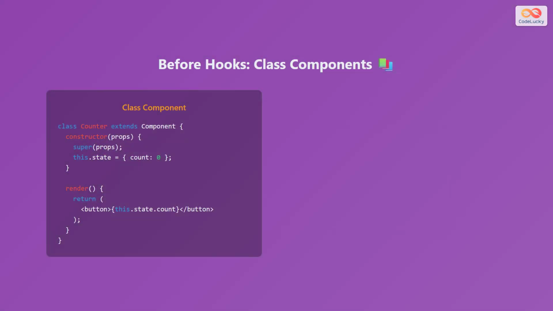Before the introduction of hooks, React components were primarily built using class components. Here is an example of a class component. First, there is the keyword class, followed by the name of the component, that is, Counter. It extends React.Component. Inside the class, a constructor is defined that takes props as an argument. Inside it, super(props) is called. Then the state is initialized with a count of 0. Finally, a render method returns a button that displays the value of count.